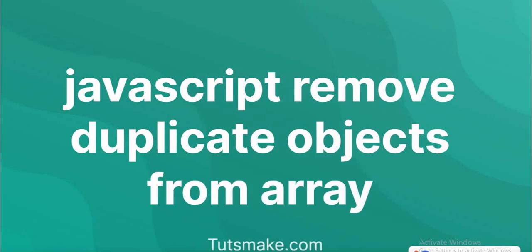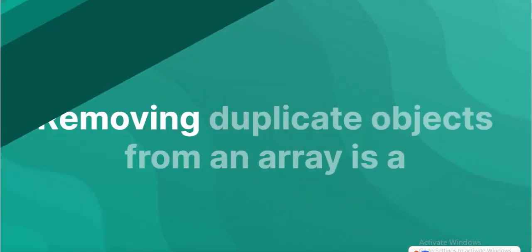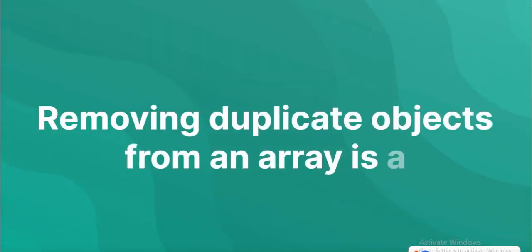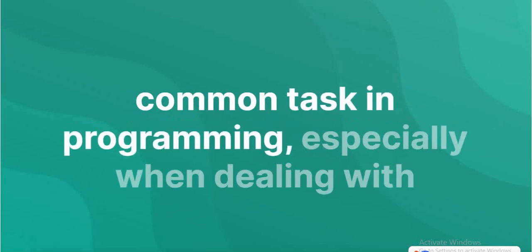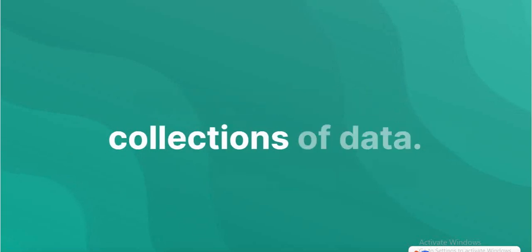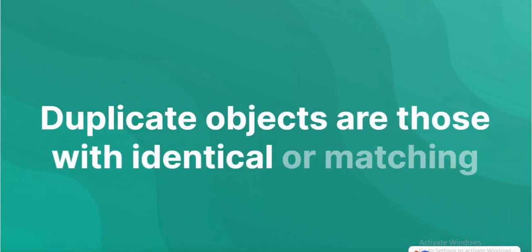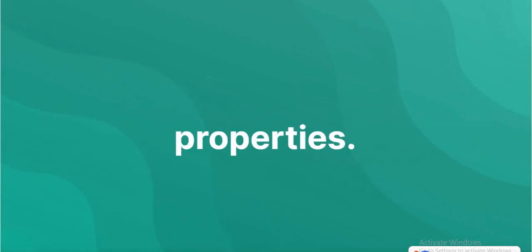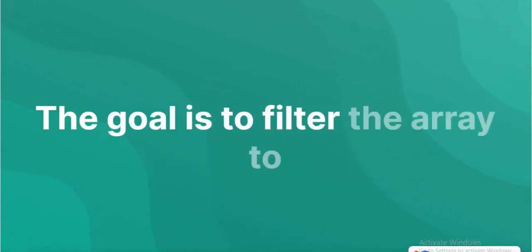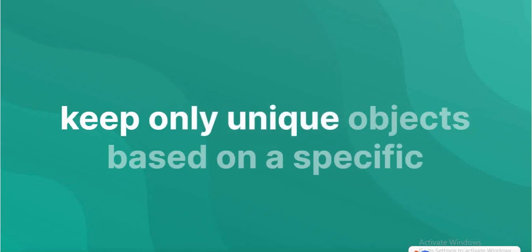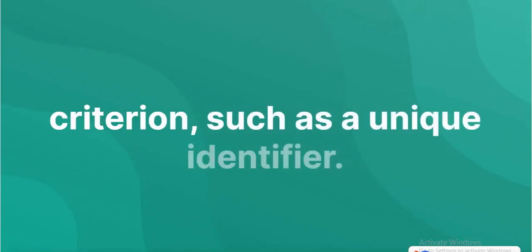Remove duplicate objects from an array is a common task in programming, especially when dealing with collections of data. Duplicate objects are those with identical or matching properties. The goal is to filter the array to keep only unique objects based on a specific criterion, such as a unique identifier.